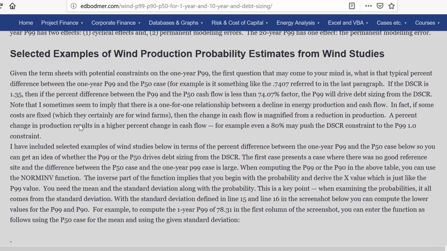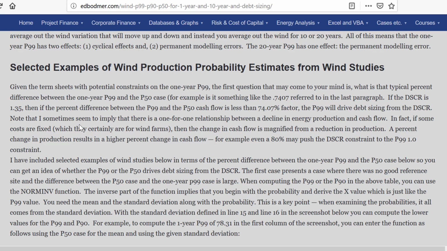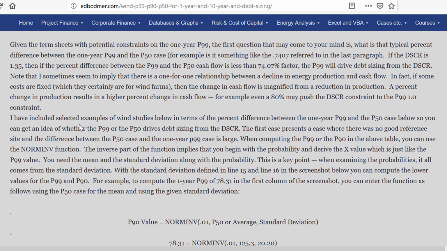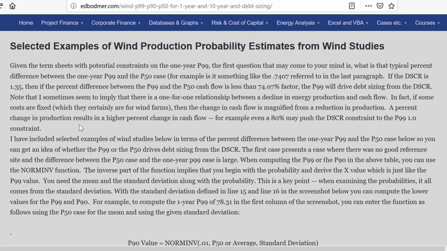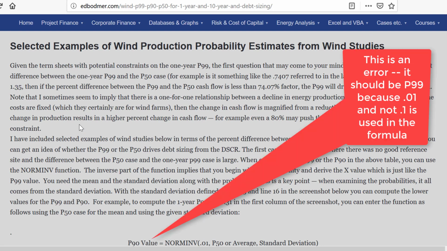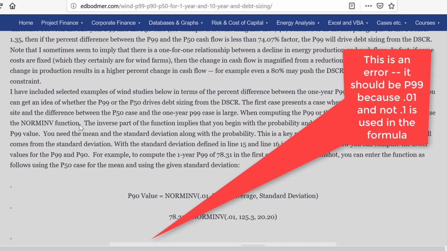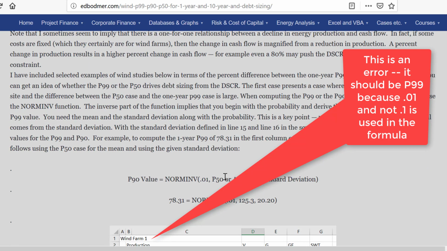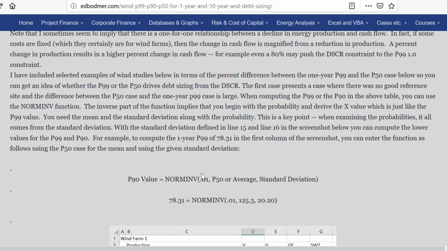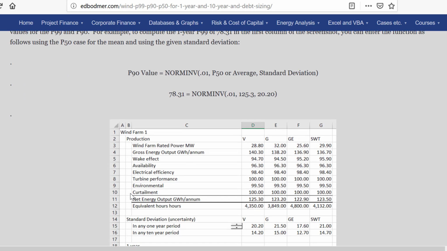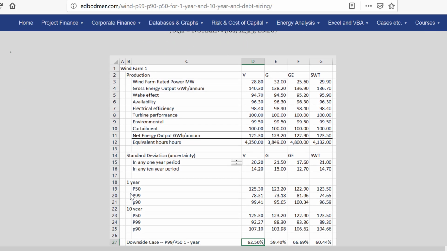Now, then I go through this website, though I'm not going to go through the whole thing. I try to explain that everything comes, my friend Pascal told me this, from the standard deviation. If you know the standard deviation and you know the P50, you can compute P90 in this case. This is so stupid. This should have been 0.1. Sorry, I gotta go fix that.